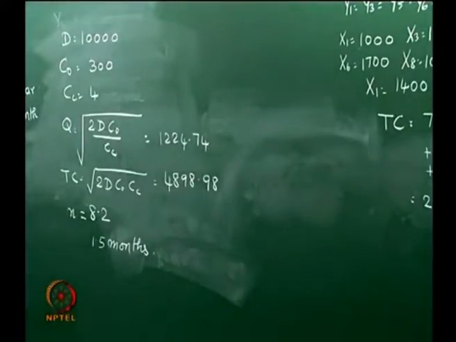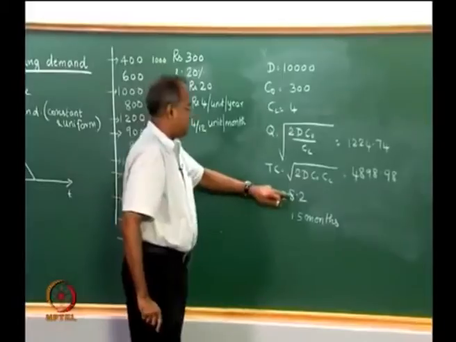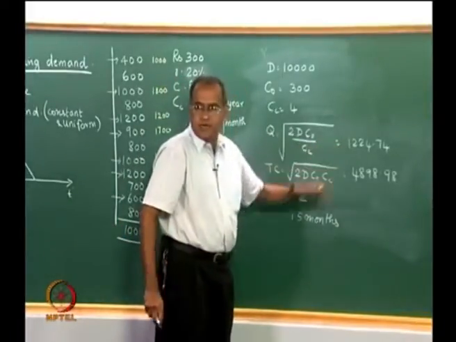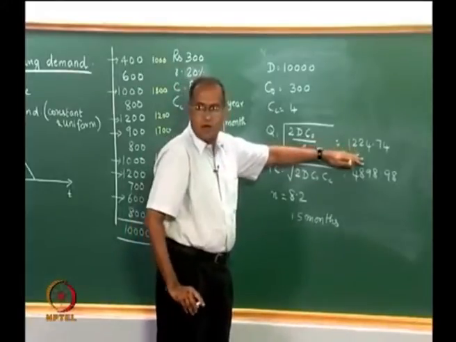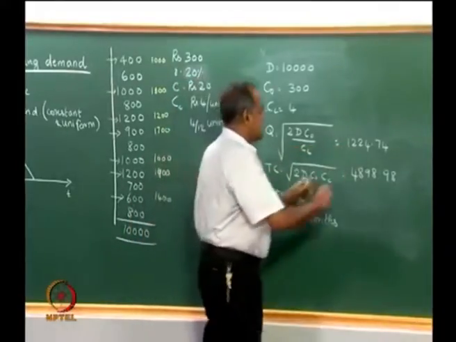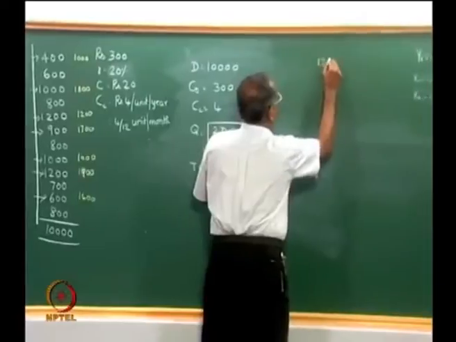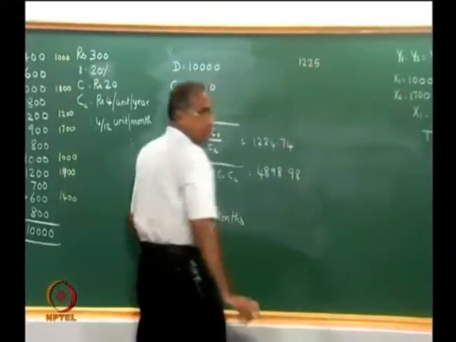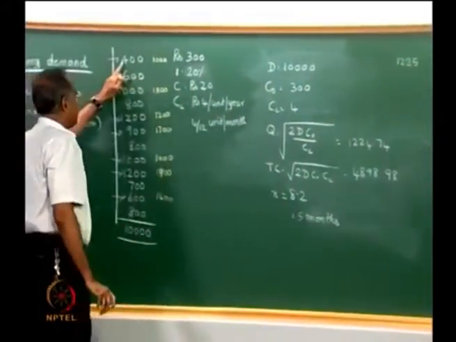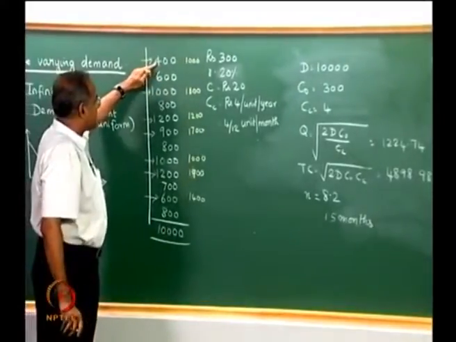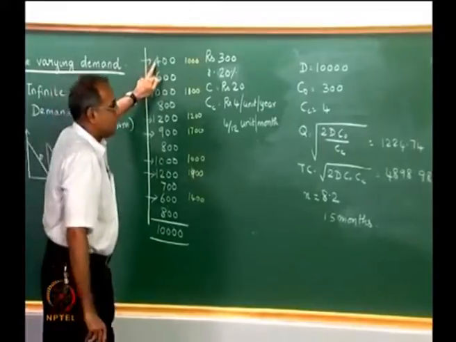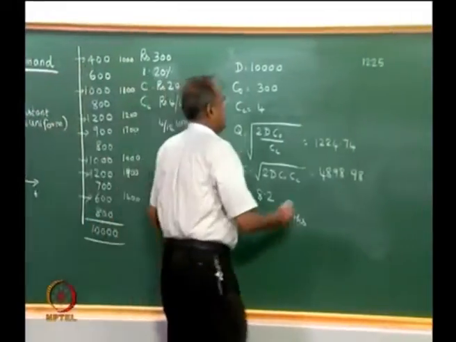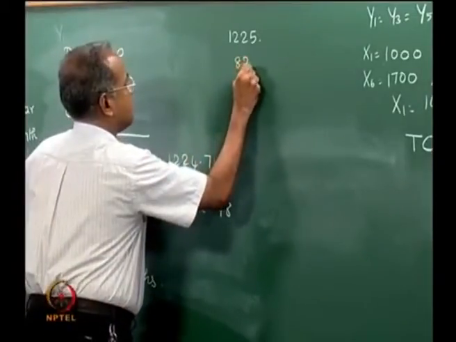Now, for example, we are going to order, let us say 1224.74, let us approximate it to 1225, which is not a very wrong approximation. So, we first order 1225. Now, let us try and see what we do with this. So, we can meet the first month's demand of 400 through it. So, at the end of the first month we will have 825.